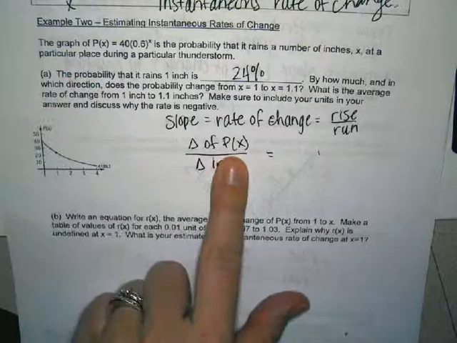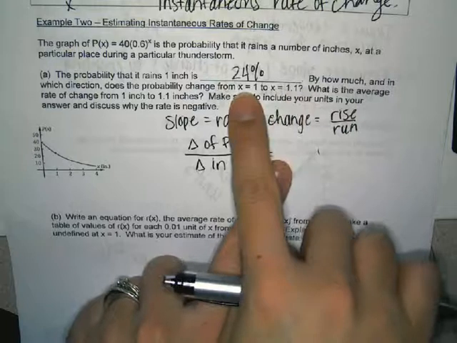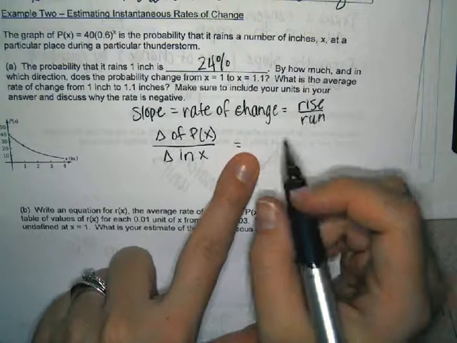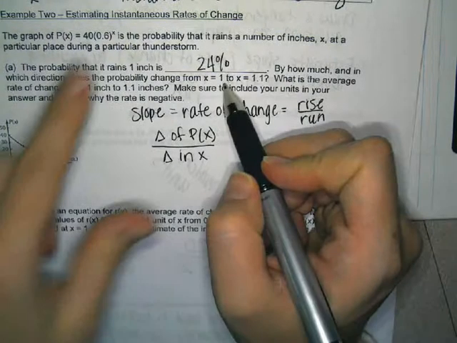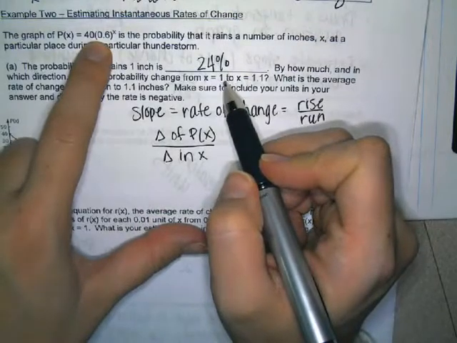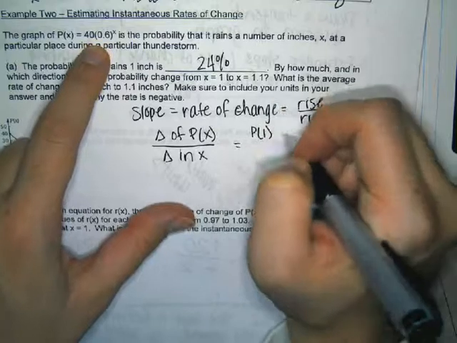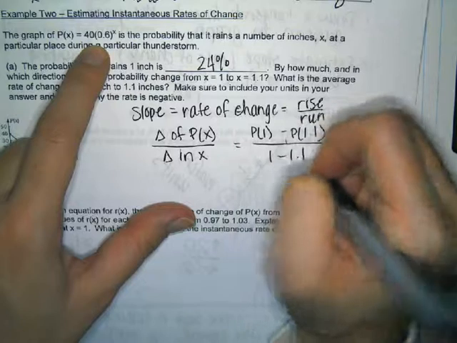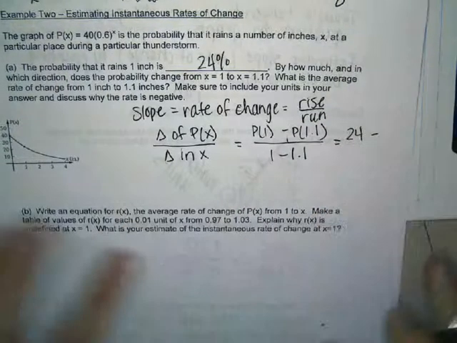What do we get? Negative 11 point what? 96. Okay, what are my units here? Inches. Inches per probability per chance. So that's going to be a little tricky to write out, but those are our units.